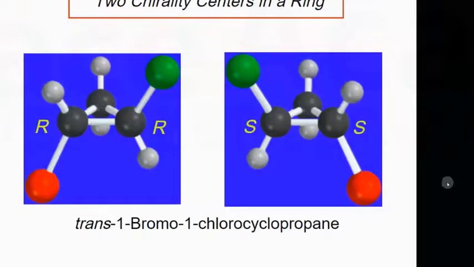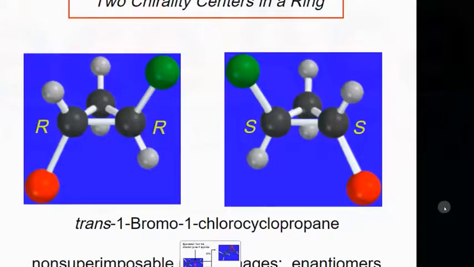Two chirality centers in a ring. See, this is a ring structure shown: trans 1-bromo-1-chlorocyclopropane. Enantiomers are nothing but non-superimposable mirror images. Enantiomers there.